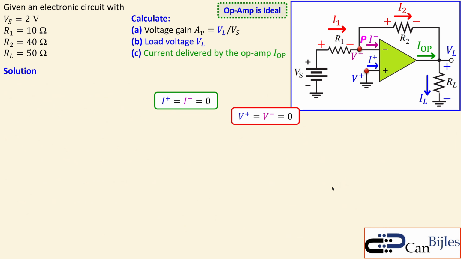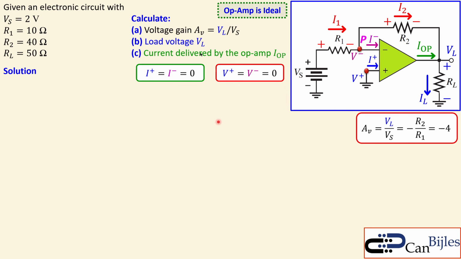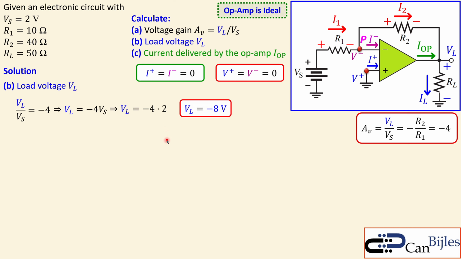All right, let's look at the next question, which is the load voltage. Since we know the voltage gain, VL over VS was minus 4, so VL is minus 4 times VS. VS is given as 2 volts, so that's minus 4 times 2, and you get minus 8. We apply a positive input voltage VS of plus 2 volts, but get a negative voltage at the output node, the load, which is minus 8 volts. That's again the inverting action of this circuit.